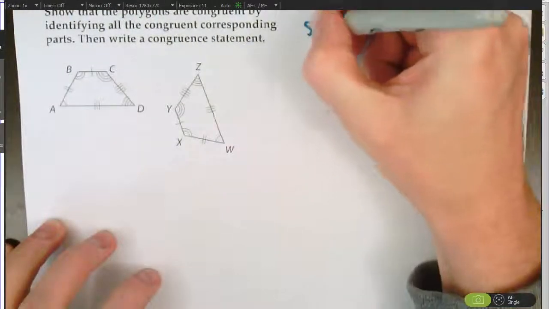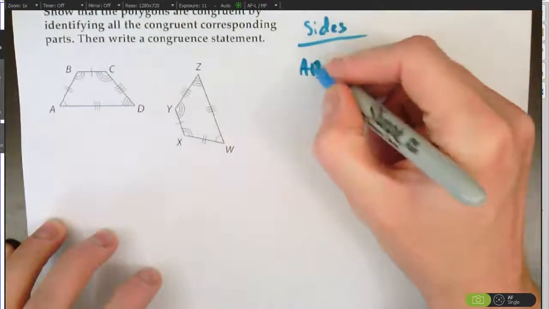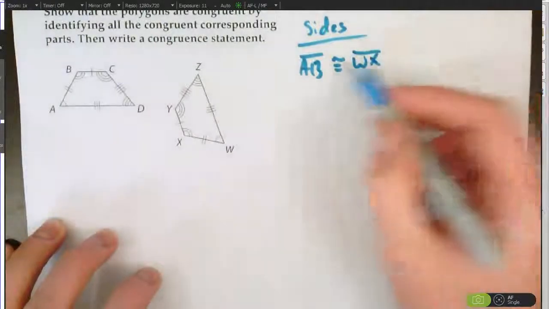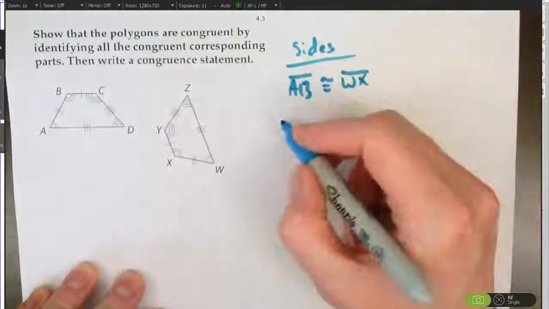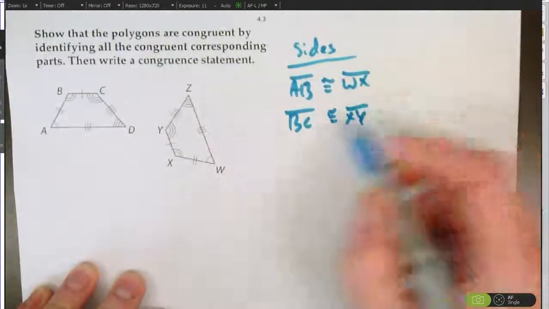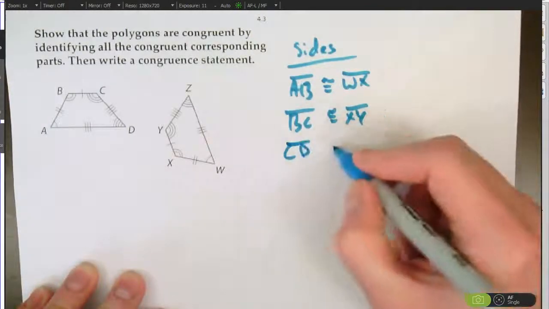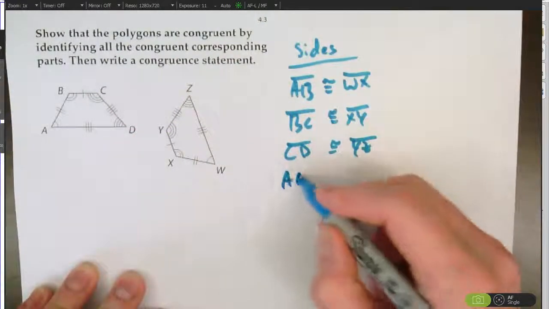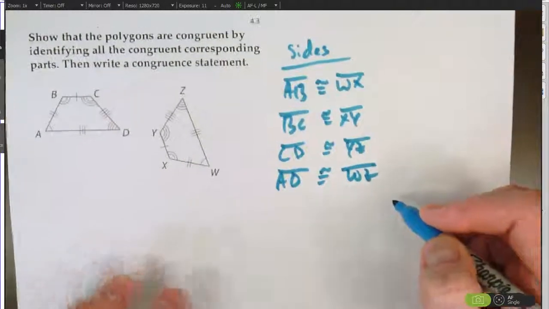So sides. AB has a double mark. So that's the first side. What's the double mark here? WX. Now when you list the sides, it actually doesn't matter what order you use, just as long as you line them up properly. BC has the single mark. So XY is the other one that has a single mark. CD has a quadruple mark. YZ has a quadruple mark. So CD is congruent to YZ. And then AD has the triple mark. WZ has the triple mark. Okay. So there are the pairs of sides.